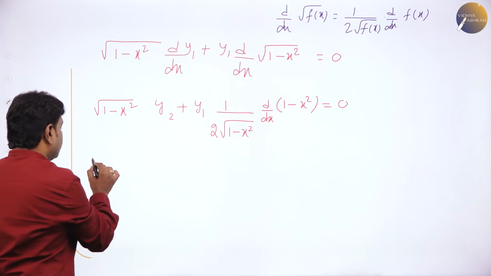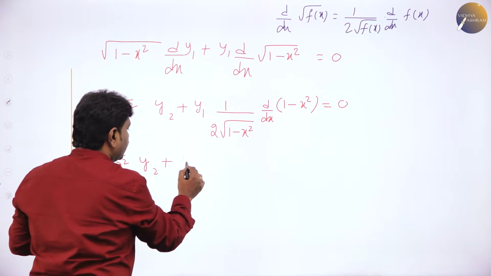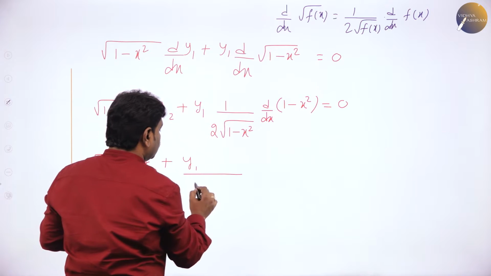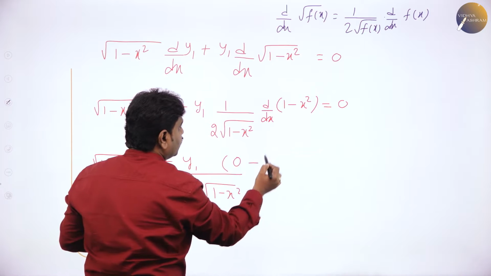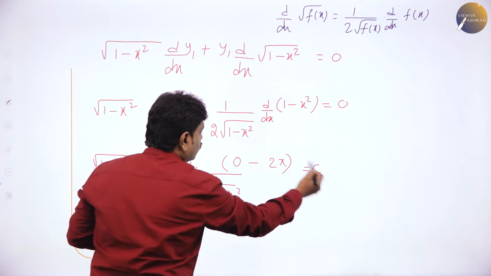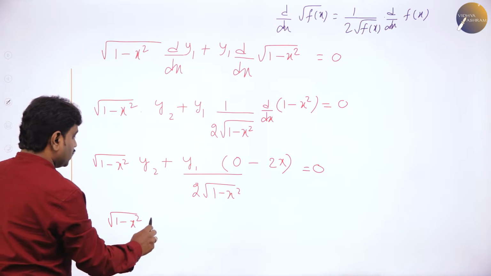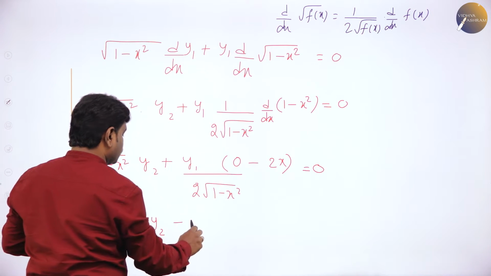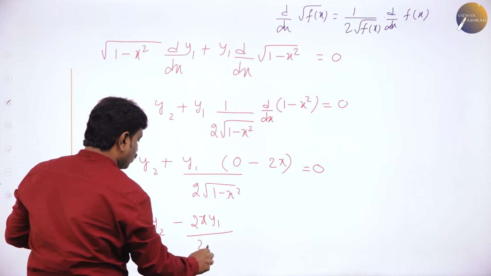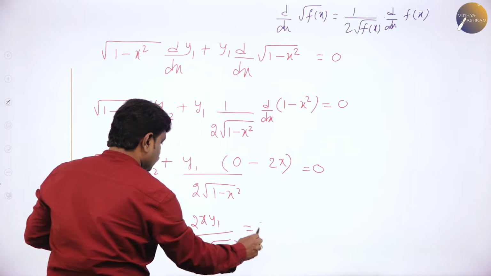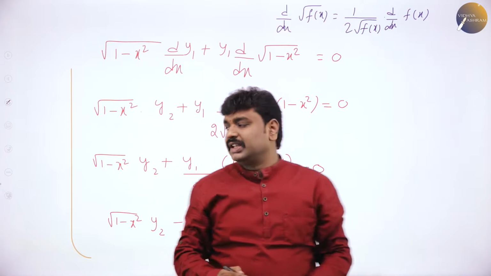So simplify this, it will be root of 1 minus x square y2 plus y1 by 2 times root of 1 minus x square into, what is the derivative of 1? 0 minus the derivative of x square, which is 2x, is equal to 0. Now take LCM. Root of 1 minus x square y2 plus, into minus becomes minus 2x into y1, minus 2x y1 divided by 2 root of 1 minus x square is equal to 0. I can cancel 2 and 2.